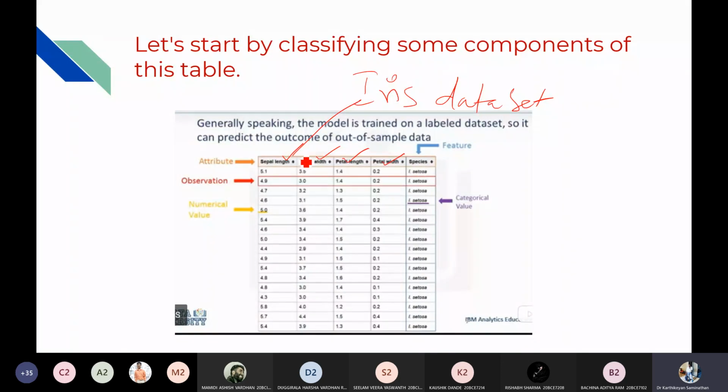This complete row we call attributes. The specific set of values we call observations. The numerical values, or integer values, are called numerical values. Here you can see some alphanumeric values, that is strings, which we call categorical values. There are two types of values, numerical values and categorical values. A specific column we call a feature, so species is a feature here in this iris data set.